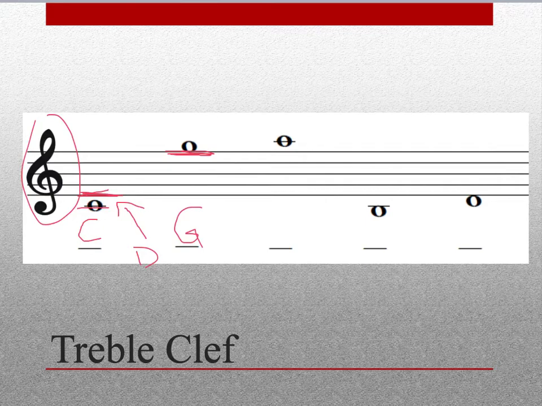I know that this top line in treble clef is called F, because every good boy does fine. That means that the space above that line would be a G, as we did in the last example.